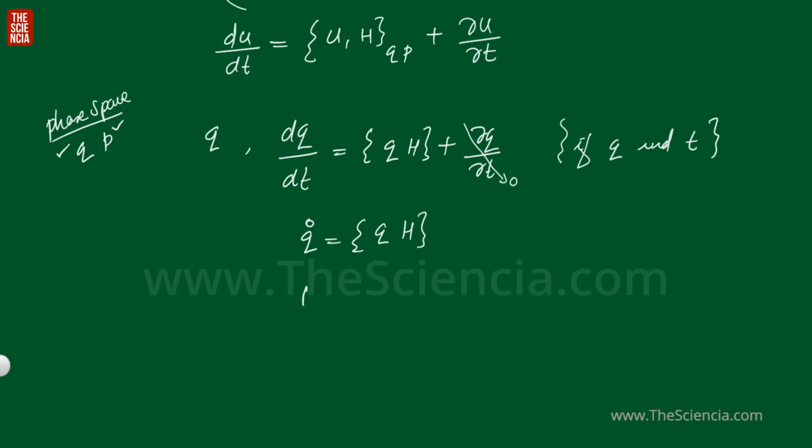Similarly for p dot, we get Poisson bracket p, H. I already told you q dot and p dot are Hamilton's equations of motion. That is, these two are Hamilton's equations of motion in terms of Poisson bracket.